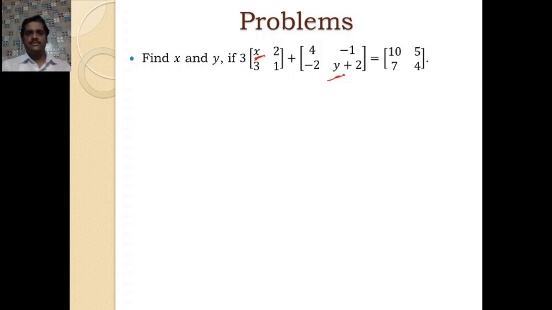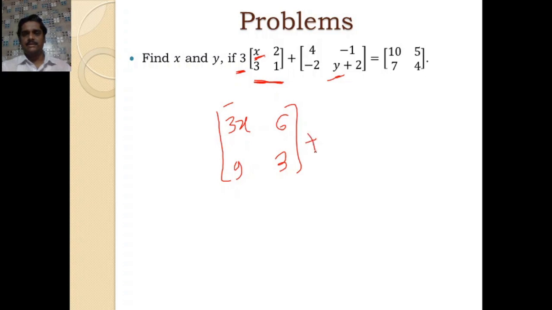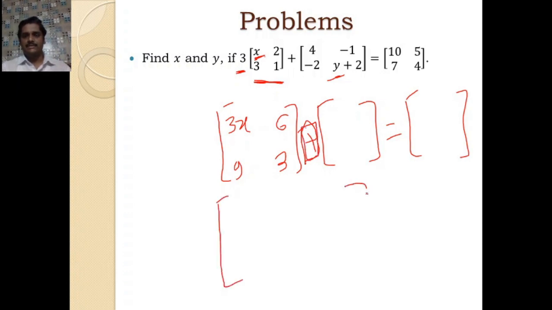What we need to do? We have to perform this scalar multiplication. 3 into this matrix we have to perform, nothing but each element will be multiplied by 3. So if we multiply, you'll get 3x, 3 2s are 6, 3 3s are 9, 3 1s are 3, plus here is your second matrix that equals your third matrix. And after that you have to perform this addition, matrix addition.